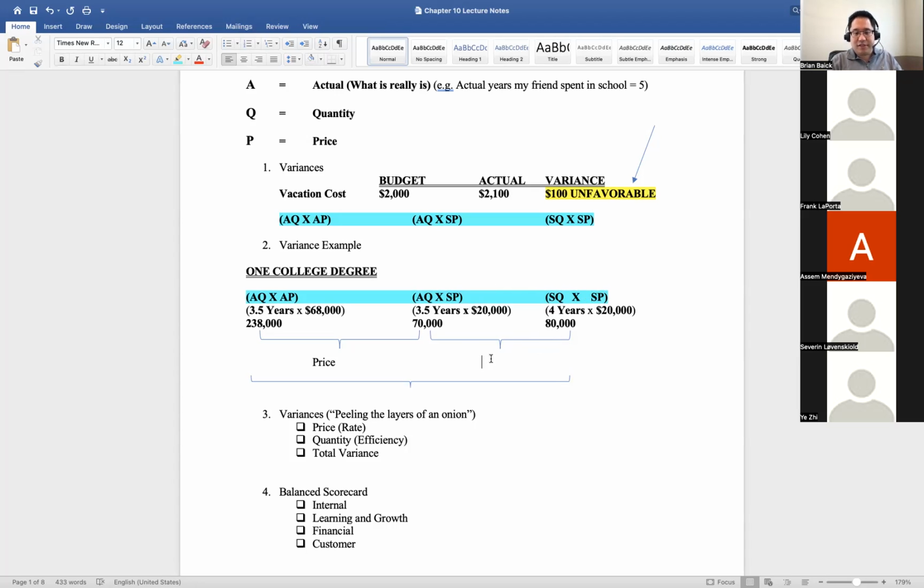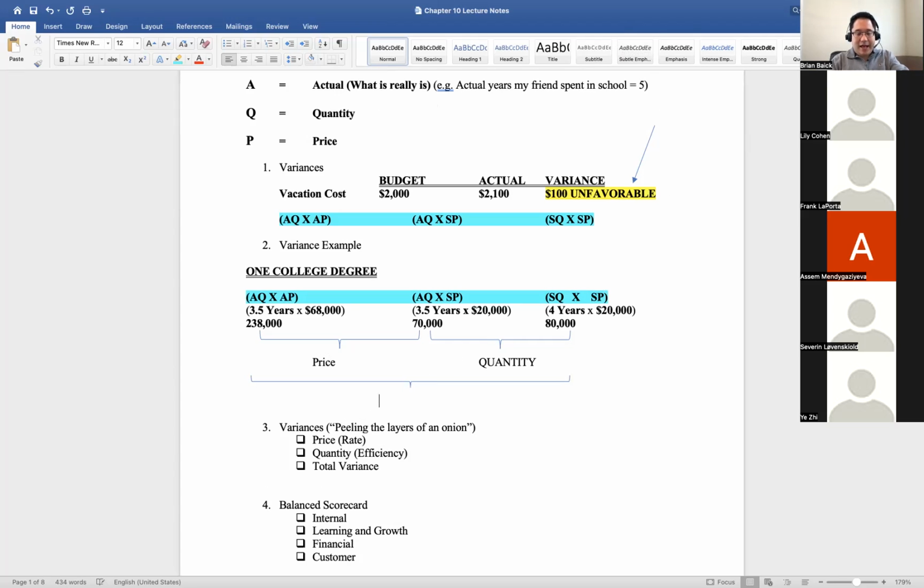What do you think this variance is called between the second and the third number? Can you type in the chat what you think that variance is called? Is it called the price variance? Anybody have any ideas? Take a guess, folks. Type something in the chat. What do you think that variance is called? Okay, very good. Quantity variance. Quantity variance.